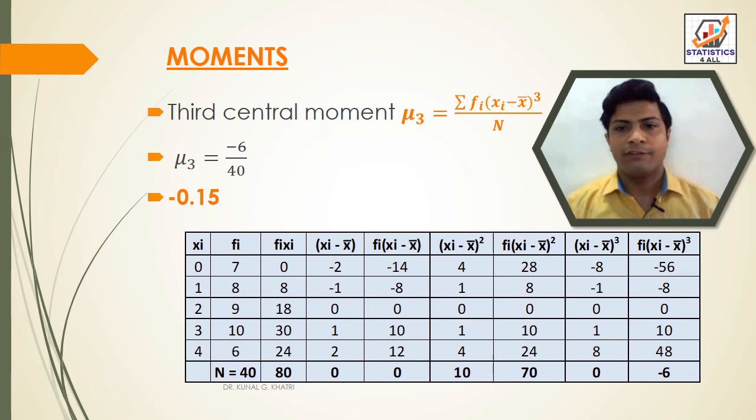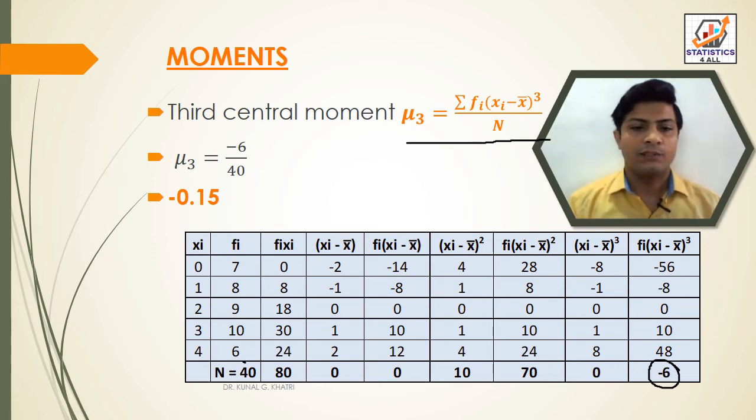So now after finding this value, we'll put in the formula of the third central moment. Mu3 is equal to sigma fi into (xi minus x bar) whole cube divided by n. And here sigma fi into (xi minus x bar) whole cube is equal to minus 6, and n is equal to 40. So we'll put in the above formula, minus 6 divided by 40, we get minus 0.15.